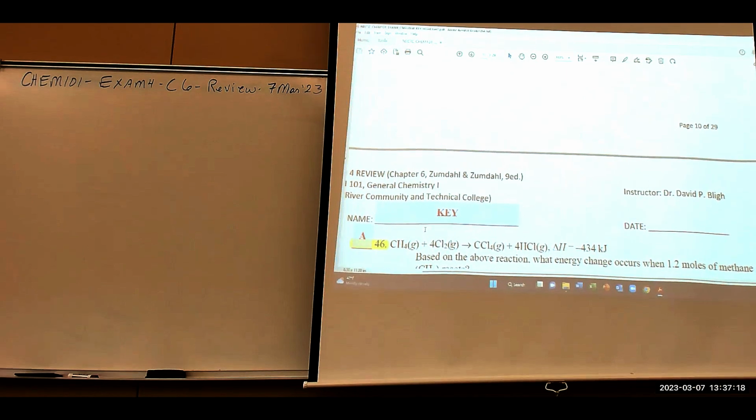46. It's the next one. Based on the above action, what energy change occurred before we control? Okay, 46 is similar to the one we just did. So I'm not going to spend time on that. 51.